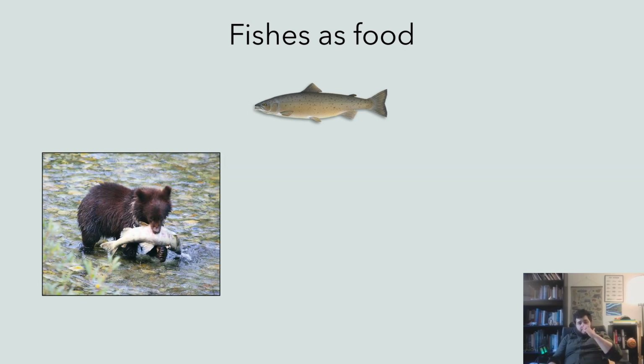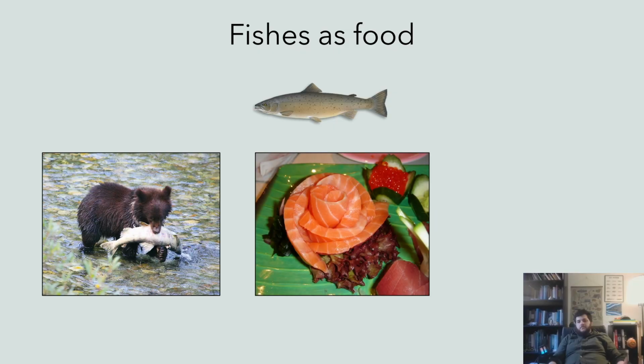So fishes are, of course, food for animals, right? It's an important part of the ecosystem that fishes are basically this food source for a lot of larger predators, animals that we're interested in, like bears here. But also for us, right? We eat fish. Fish are a major source of not only food, but protein for human beings.